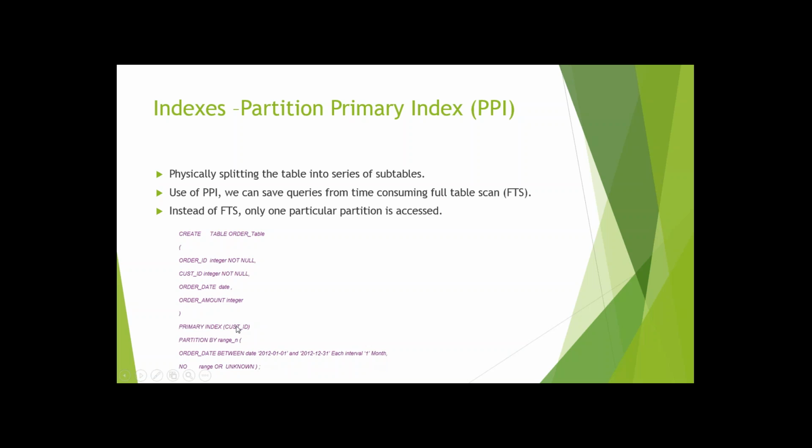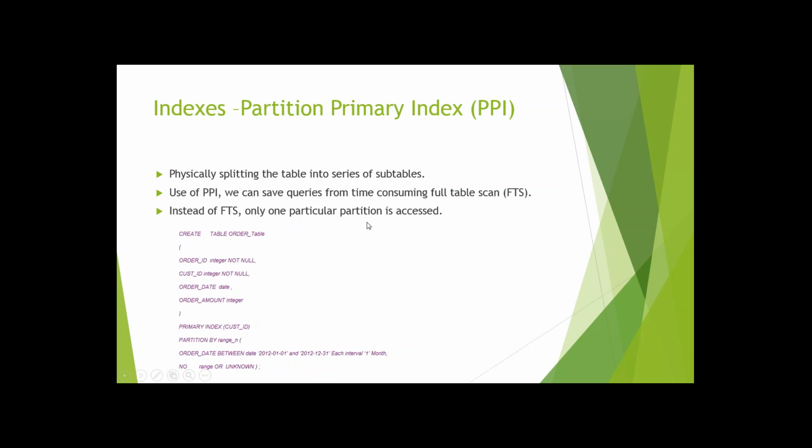So in cust ID, it is distributed. All these order dates will be clustered per month, and every month will form a partition. Let's see how it is going to work. Before that, what is the use? Performance. Rather than doing a full table scan, if you use PPI, you may end up consuming just one partition. Let's see how that works with an example.